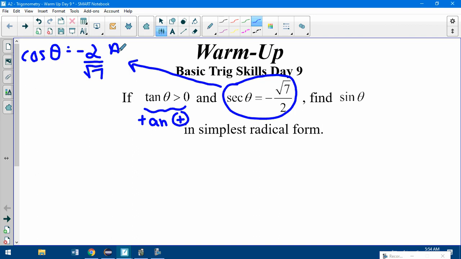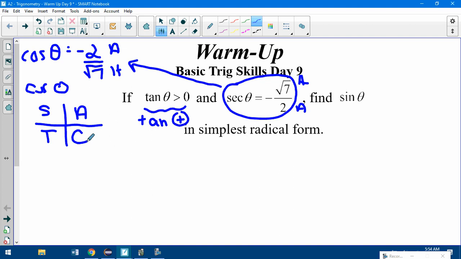And then this is adjacent over hypotenuse, or you can just leave it like this and think of it as hypotenuse over adjacent. But initially what's important for us is that if secant is negative, cosine is also negative. So use all students try cheating. Tangent's positive means you're going to circle what? A and T. Cosine negative means you're not going to circle A and C. Instead, you're going to circle S and T, which means you're in quadrant 3.